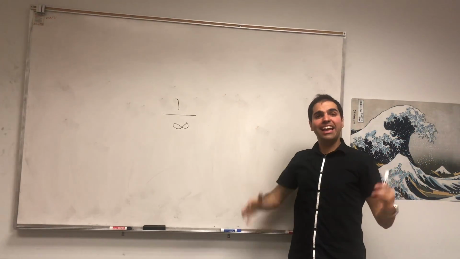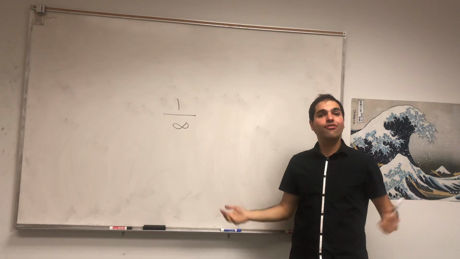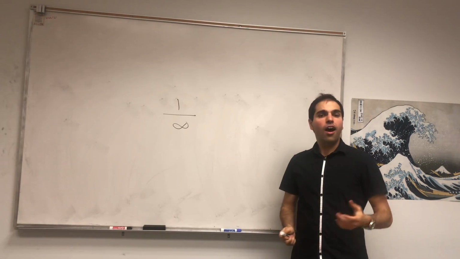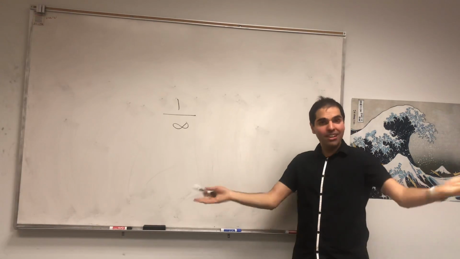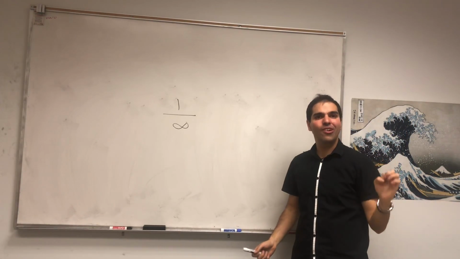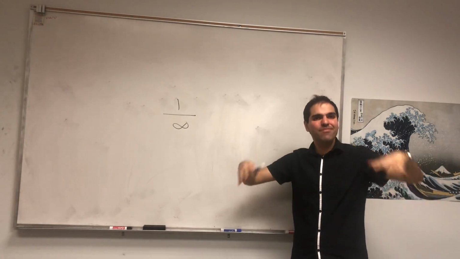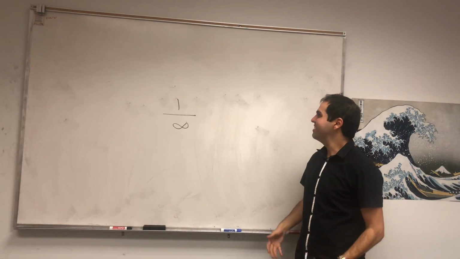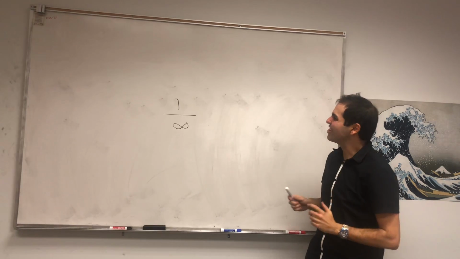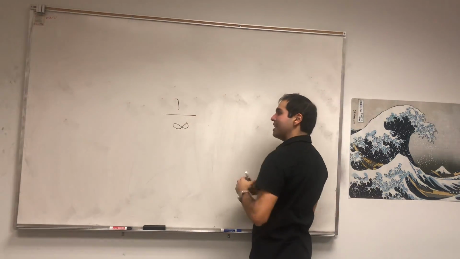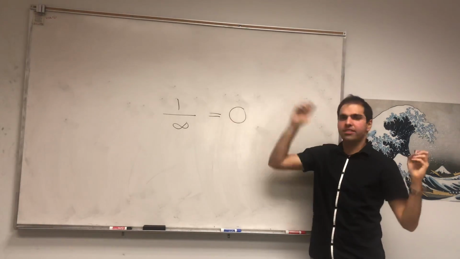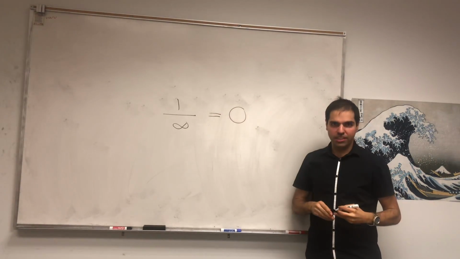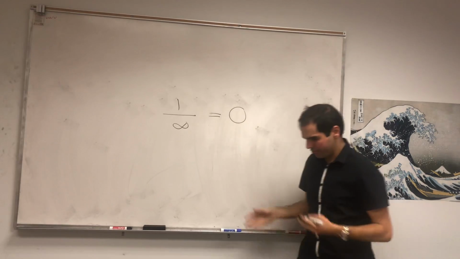Suppose you have one cake that you distribute among infinitely many people. How much cake does everyone get? Well, probably nothing. Not even a crumb, because there are so many people and just one cake. So, sorry, no cake for you. And this is not indeterminate. No matter what this infinity is, no matter what this 1 is, it's 0.